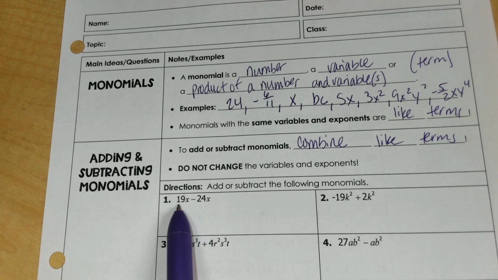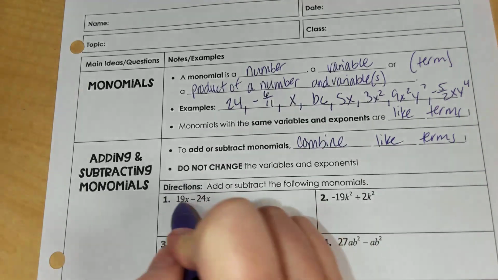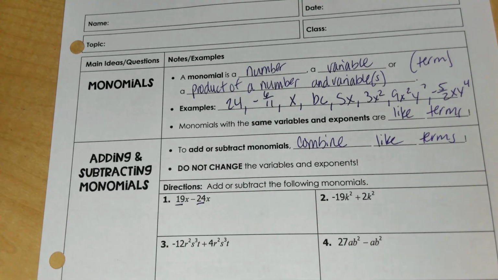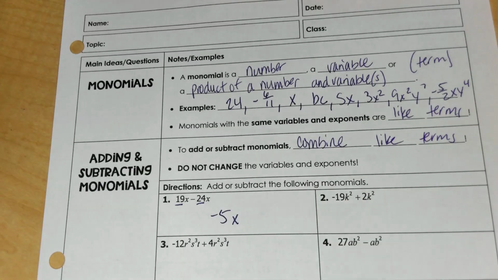Okay, so for example, I have 19x minus 24x. All I'm doing here is subtracting these coefficients. I am not changing the exponent or the variable, so it doesn't become -5x squared, or -5 where we get rid of the x because it's x minus x. It's not how this works. We leave the variable alone and we just subtract the coefficients, so it becomes -5x.